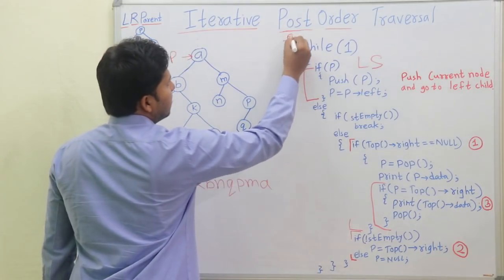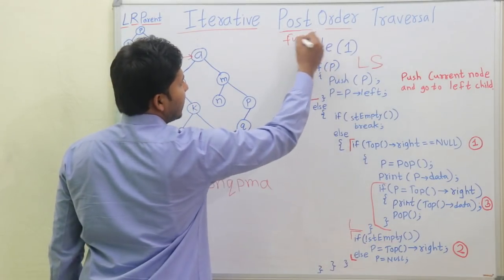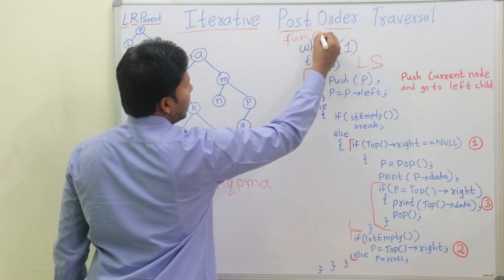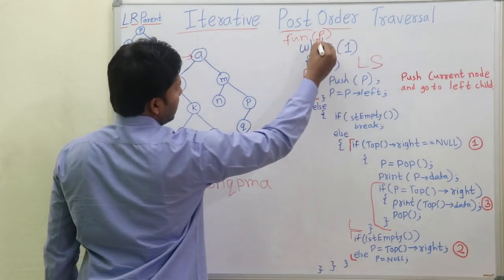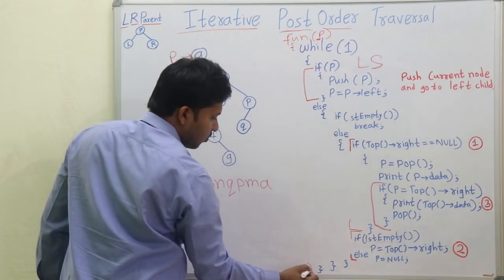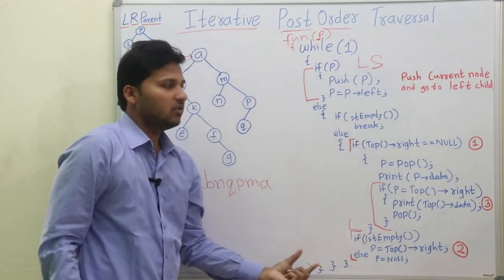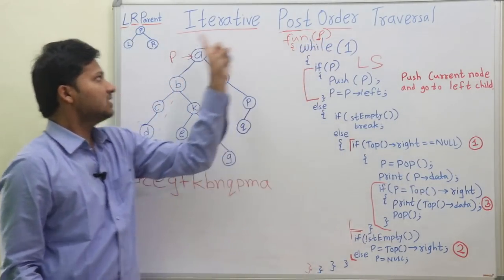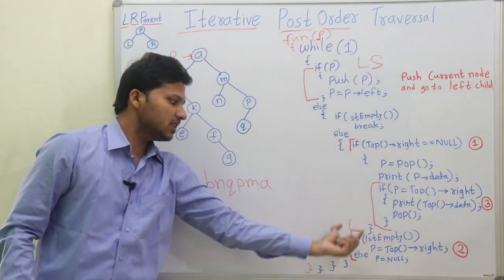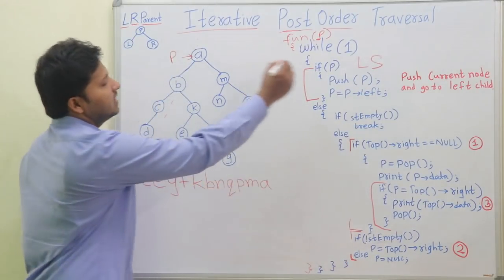Suppose this whole code is written inside a function named fun, and the parameter is P. See, inside this function, this is the code written. This is the algorithm inside this function, and P is passed as a parameter to this function, and then we are using this P as the current node.